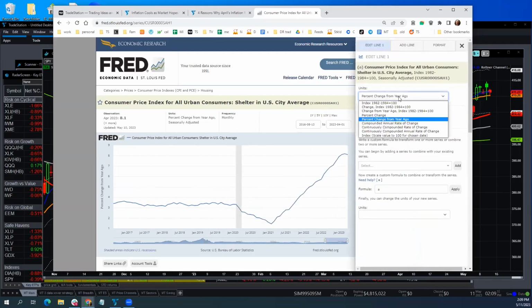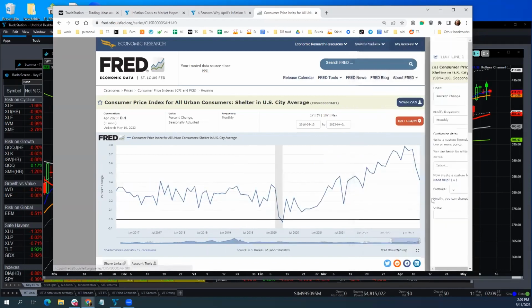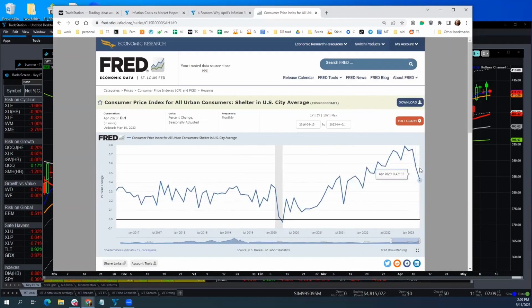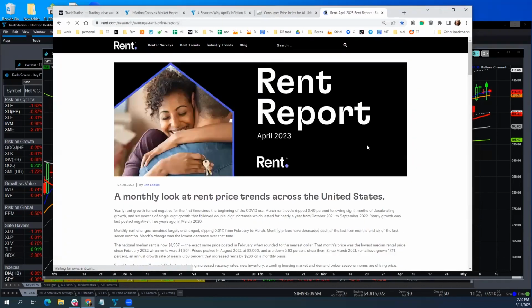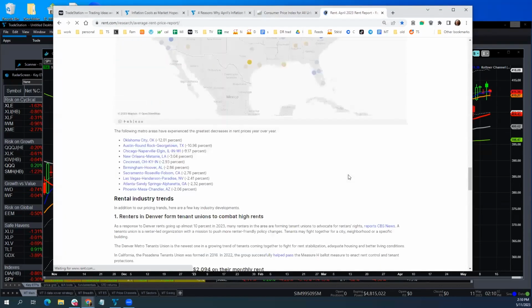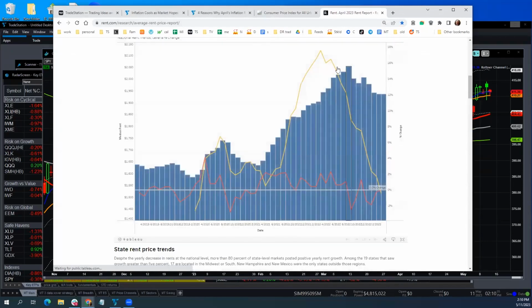If you change it to just percent change sequentially, one month to the next, so this is like March, look at how this is falling. Now another thing that I have is the rental price index from rent.com. This is different data, but somewhere it has this chart, and this shows the year-over-year change. And there's a lot of other data here that's now showing that this housing cost is going to come down.